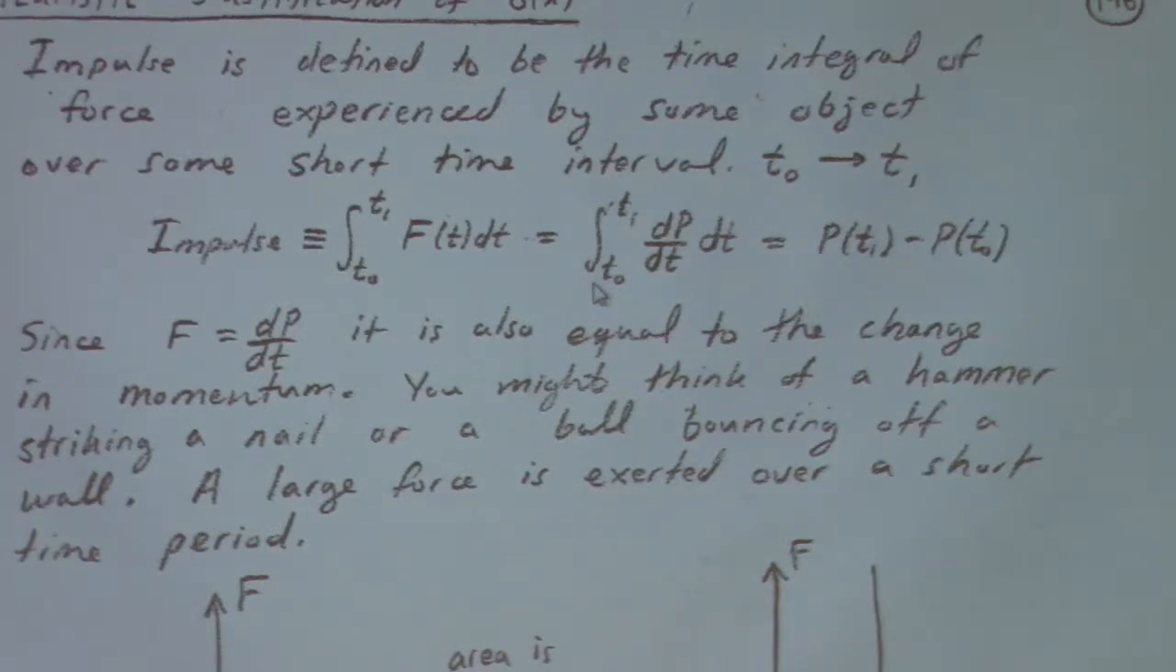Another place you might think about it is like a hammer hitting an object, right? If you have a hammer hitting a nail, you don't really care so much about the details of how it hits the nail. All you really care about is the net, how much impulse the nail gets, how much momentum it has before versus after. Impulse is the integral of the force over time. Because force is dp/dt, if I integrate dp/dt with respect to t, I just get the integral of dp, which gives me the change in p, the net.